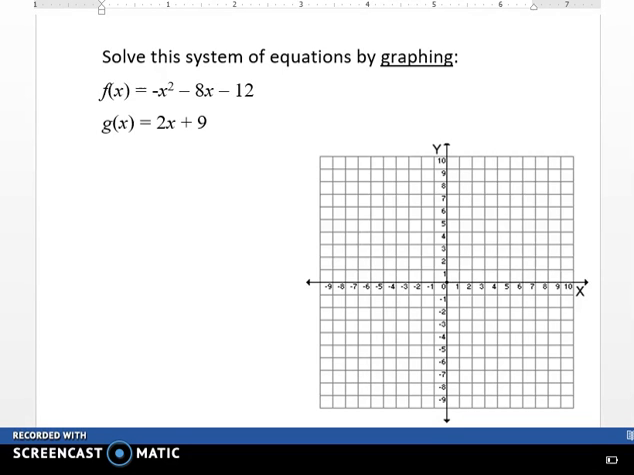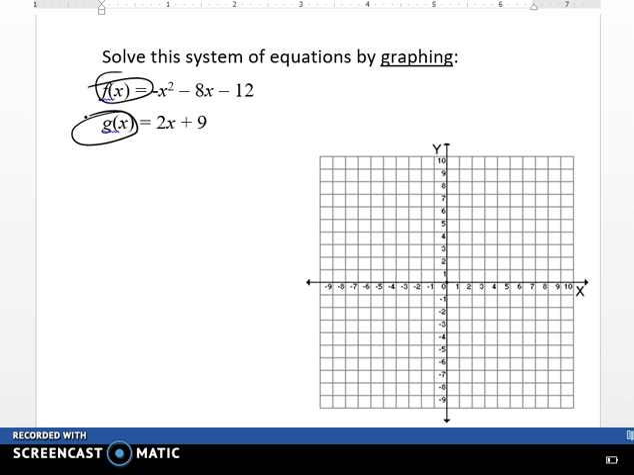Hey folks, today we're going to solve a system of equations that has a quadratic equation as well as a linear equation. So as you can see here, f of x, this is our quadratic equation right here, and this is our linear equation right here. So let's start out by graphing the quadratic equation. The quadratic equation, what's that going to look like when we graph it? That's right, it's going to look like a parabola.